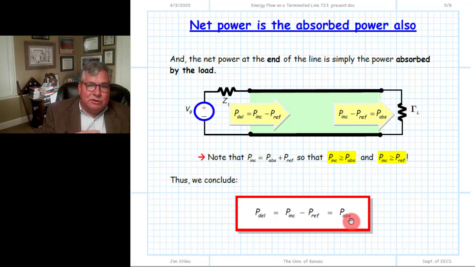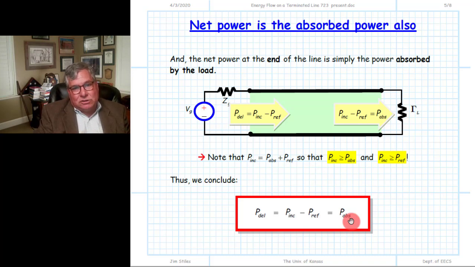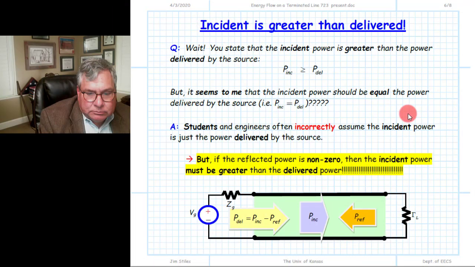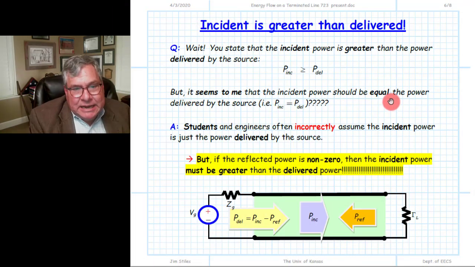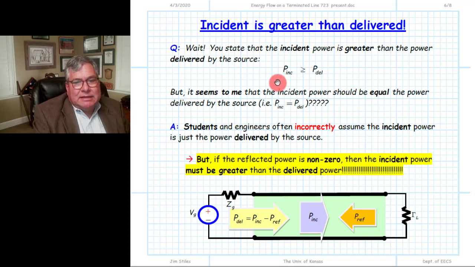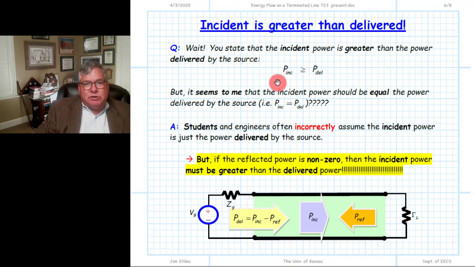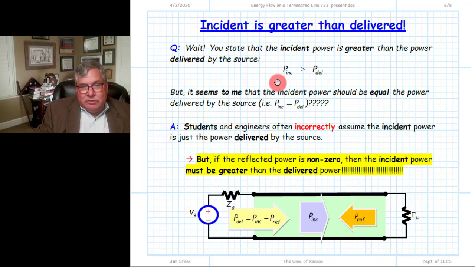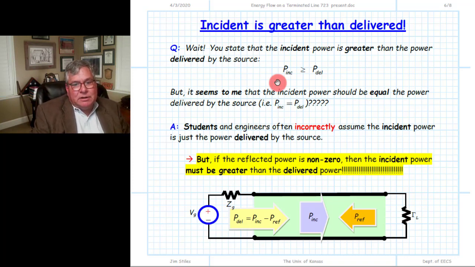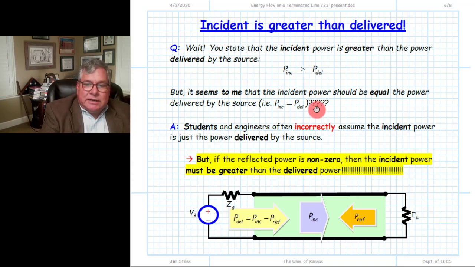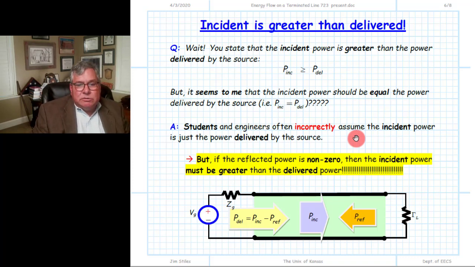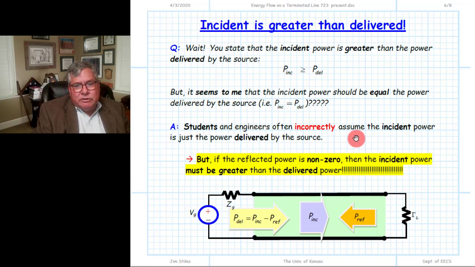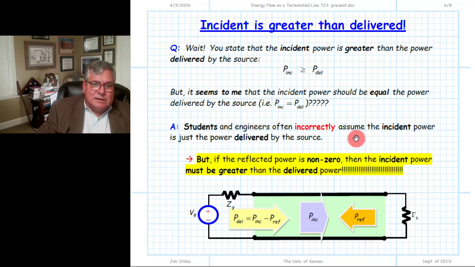It is the one that is likely to be the largest, or at the very least as large as any of the other powers. I want to emphasize once again this result: the incident power along our transmission line, the power associated with the plus wave propagating from the source to the load, is actually going to be greater than or equal to the power delivered from the source. And as I stated earlier, oftentimes students and engineers incorrectly think that the incident power is going to be equal to the power delivered from the source, but that's simply not the case.